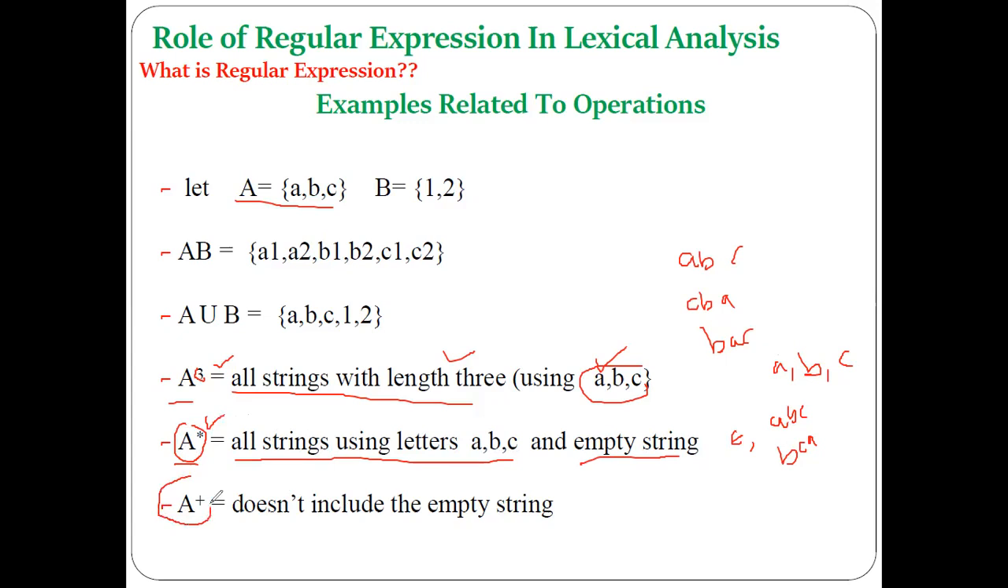Similarly, the positive closure. Now what is the meaning of this? The meaning is the same as A star, only here the empty string is not included. In positive closure, the empty string is not included. Now A raised to plus indicates the positive closure. What is its meaning? Meaning of A star is all the strings from length zero to more than zero length. A positive closure means all the strings which can be formed from this set without the zero length string. So positive closure doesn't include the empty string.